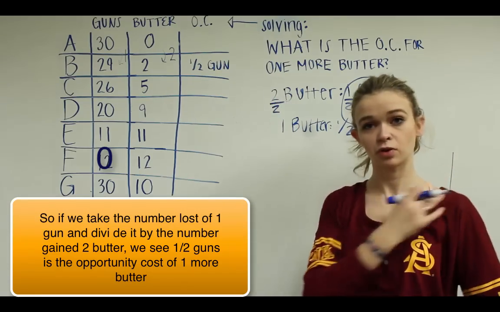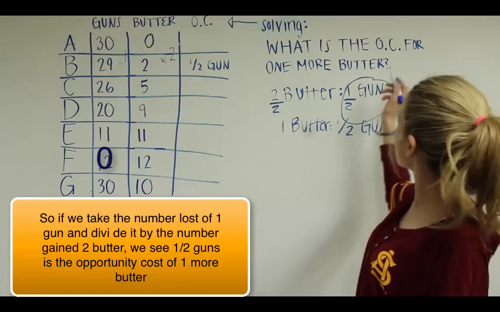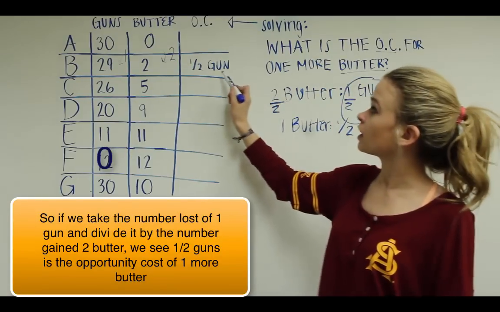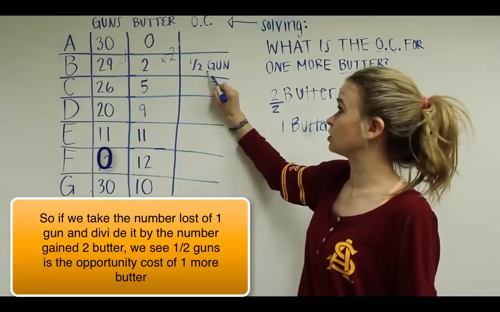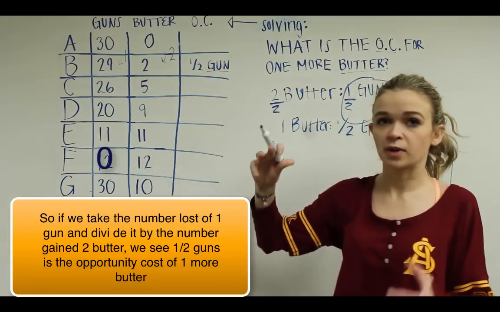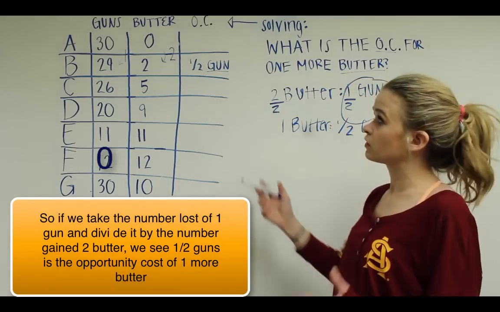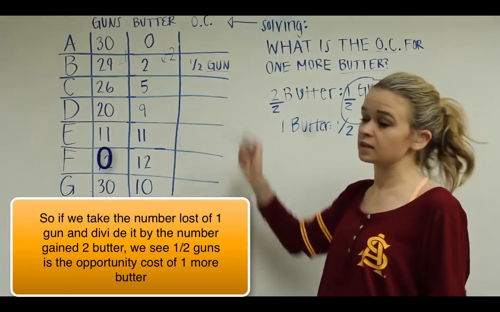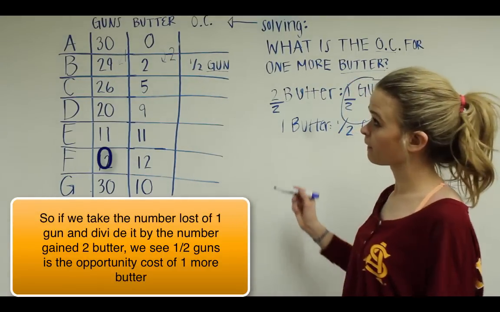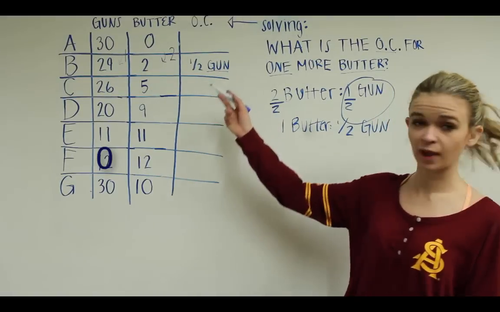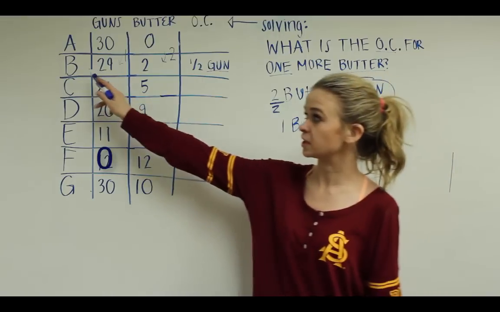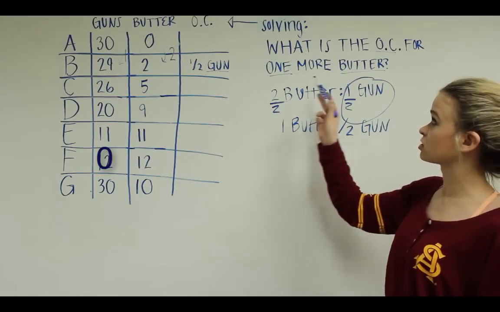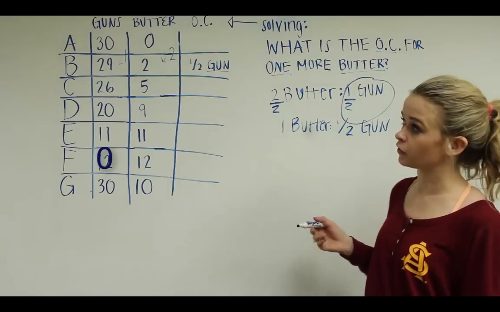And one important thing to realize is that even though we're asking for the opportunity cost for one more butter, we're presenting it in the units of gun because we want to know how many guns we're losing. So even though it's asking about butter, we're representing what 1 gain in butter is in terms of guns. Alright, so now that we've done from A to B, we want to move from B to C. Again, answering the question, what is the opportunity cost for one more butter in this interval?